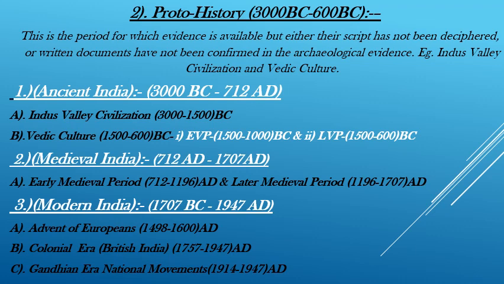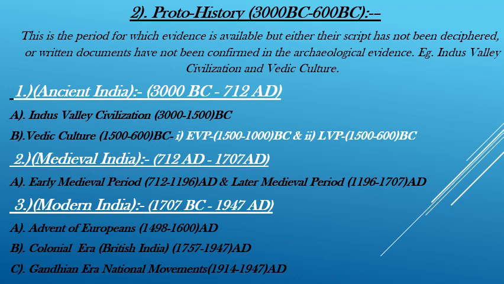Second is proto-history, which begins with 3000 BC to 600 BC. This is the period for which evidence is available, but either the script hasn't been deciphered or written documents have not been confirmed in the archaeological evidence, just like Indus Valley Civilization and Vedic culture. So ancient India begins with 3000 BC to 712 AD, covering Indus Valley Civilization and Vedic culture. 3000 to 1500 BC is IVC, and Vedic culture is 1500 to 600 BC, which included the early Vedic period 1500 to 1000 BC and the later Vedic period 1000 to 600 BC.